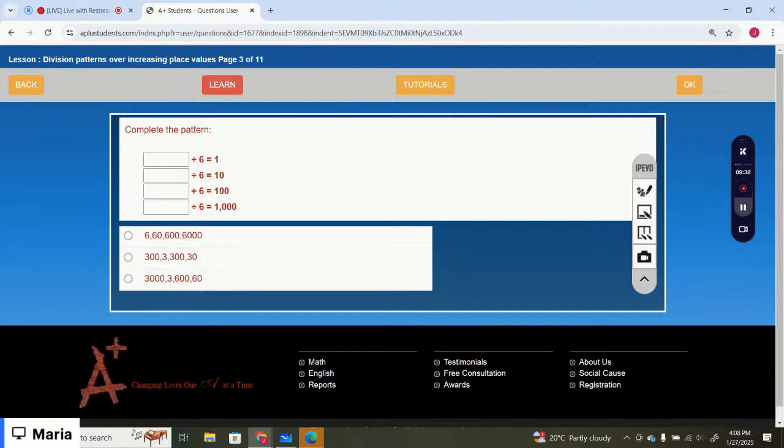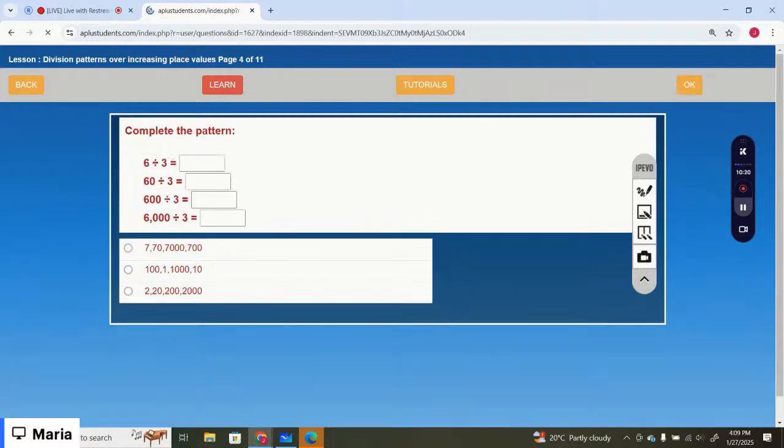Complete the pattern. Which is the correct option? That is 6 divided by 6 equals 1. 60 divided by 6 is 10. 600 divided by 6 is 100 and 6000 divided by 6 is 1000.